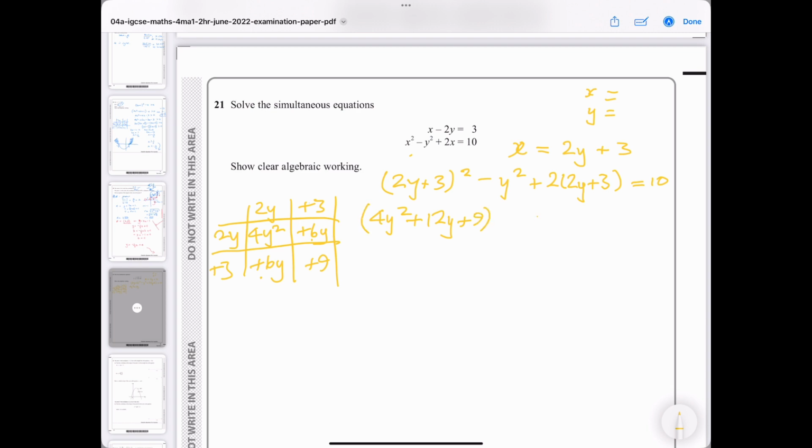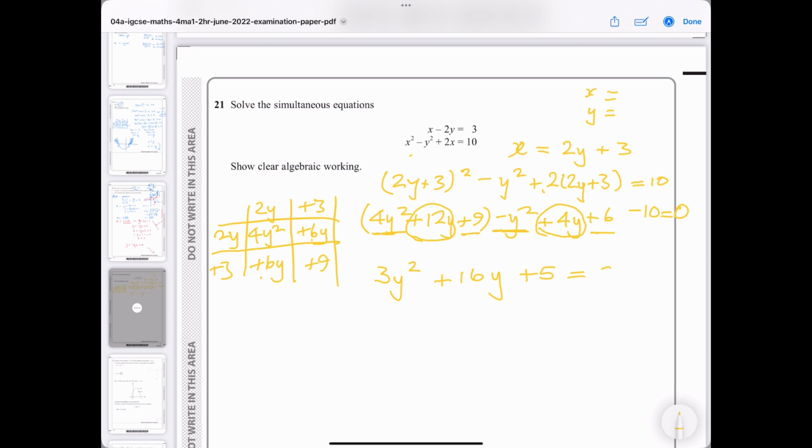I'm going to put that back in a bracket, minus y squared, and then plus 4y plus 6, and then I'm going to take off the 10 equals 0, because to solve a quadratic you need one side to be 0. Now we've got these two y squareds: 4y squared minus y squared is 3y squared. In terms of y's, we've got plus 12y plus 4y, so that's plus 16y. Then we've got plus 9 plus 6, which is 15, minus 10 leaves us with plus 5.